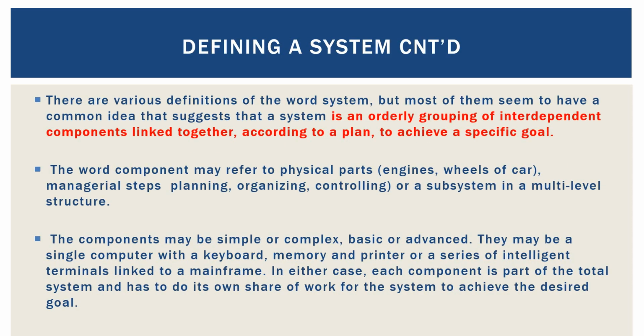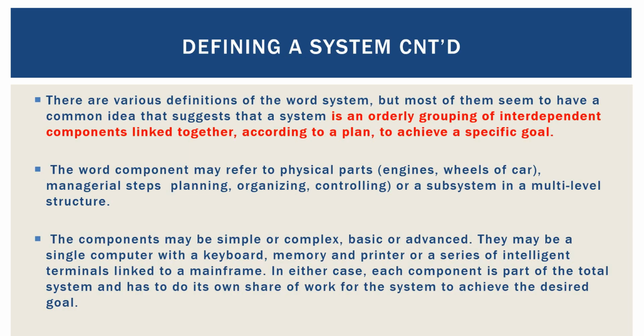So let's proceed. We look at various definitions of the word system, but most of them seem to have a common idea that suggests that it is an orderly grouping of interdependent components linked together according to a plan and to achieve a common goal. So basically, we have those three main characteristics of a system. We have interdependent components that are grouped together, not just grouped together, but there is a particular plan or scheme. And at the end of the day, according to that scheme and that interdependent grouping, they have to achieve a particular goal.